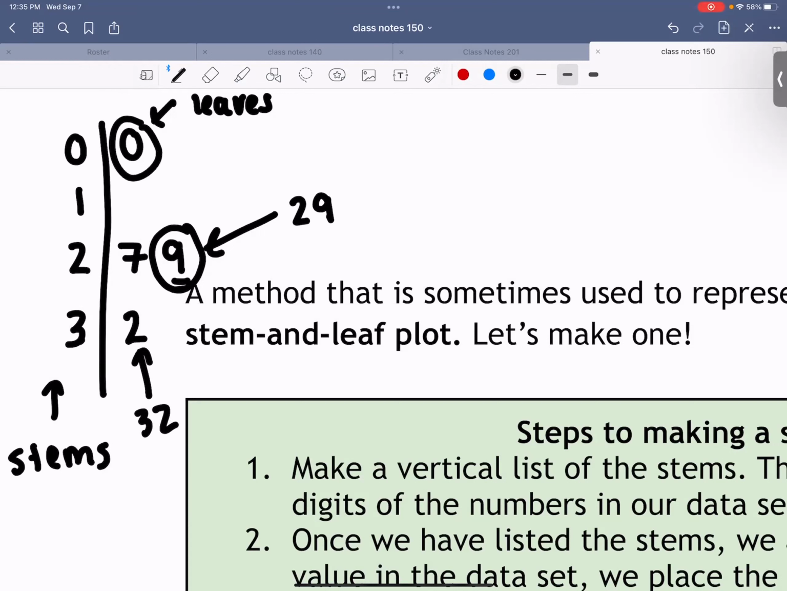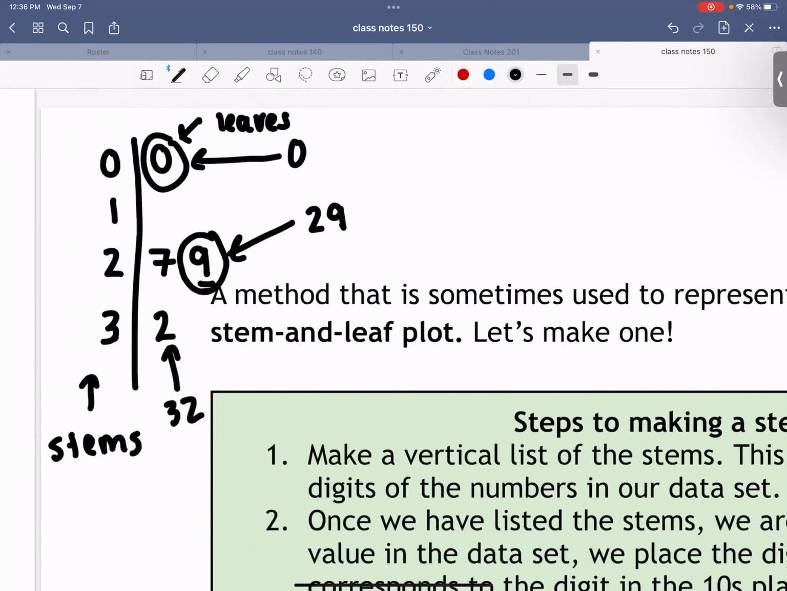What would the 0 represent? 0, right? The 0 stem means there's just nothing before that number. So how we read a stem and leaf plot is we look at the stem and then we combine it with the leaf, and that becomes the full number for the data.